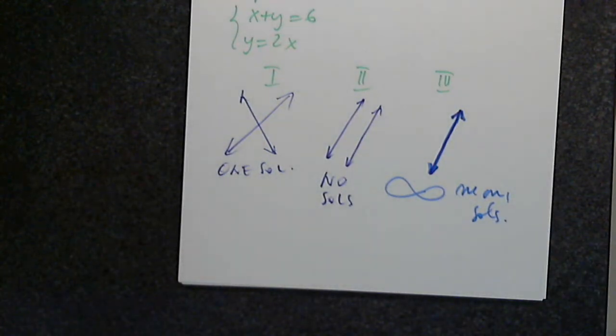What does it say? 2 lines cannot meet in 2 points. So there is no such thing. So they either meet in 1 point or they meet in all of them. There is nothing in between.